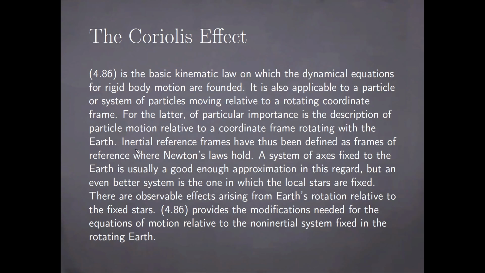Inertial reference frames have thus been defined as frames of reference where Newton's laws hold. A system of axes fixed to the Earth is usually a good enough approximation in this regard. But an even better system is the one in which the local stars are fixed. There are observable effects arising from Earth's rotation relative to fixed stars. 486 provides the modifications needed for the equations of motion relative to the non-inertial system fixed in the rotating Earth.